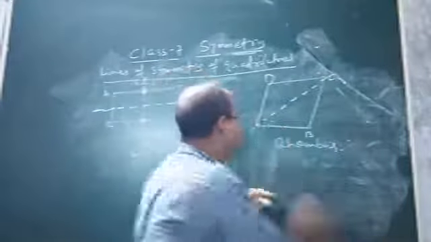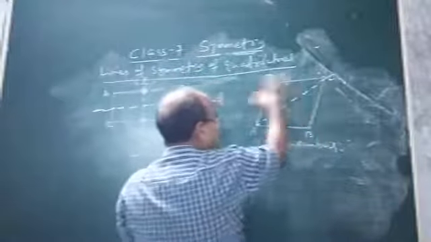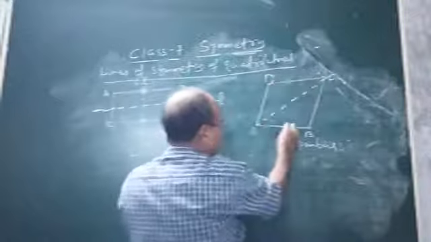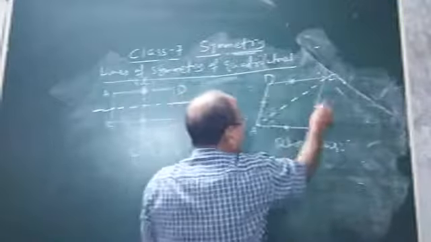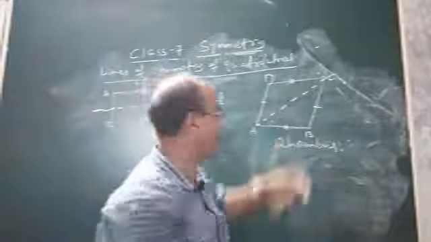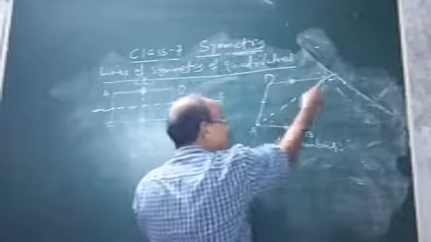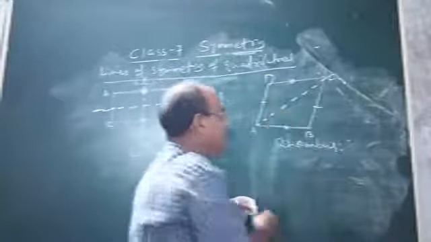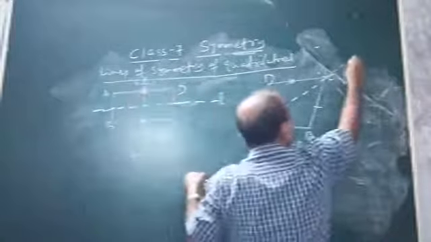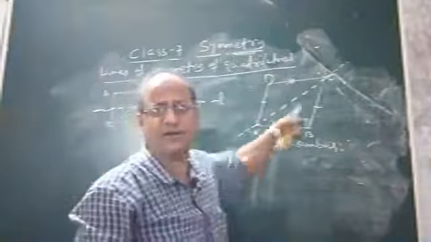Now just imagine what will happen. BC and AD are equal, DC and AB are equal. These two are equal, these two are equal, and this side is common. So you apply the concept of congruency. You will find that this triangle will coincide with this triangle if you fold about this line. So we can say that this dotted line will represent one line of symmetry of the rhombus.